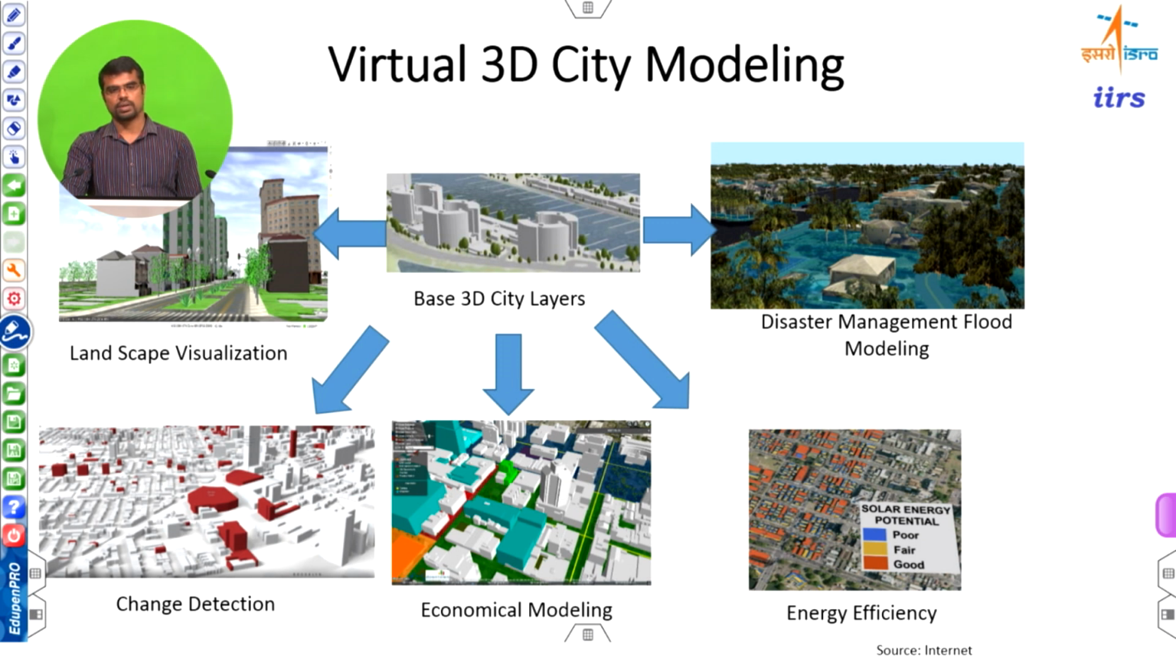There's also energy efficiency. This is another application where we can see how the power distribution is being used in different cases, or we can also see if the power distribution can be linked back to the existing solar potential of that area. So in that case we can improve the energy efficiency. So these are only a few applications where we see that different 3D GIS layers can be used in a variety of cases.